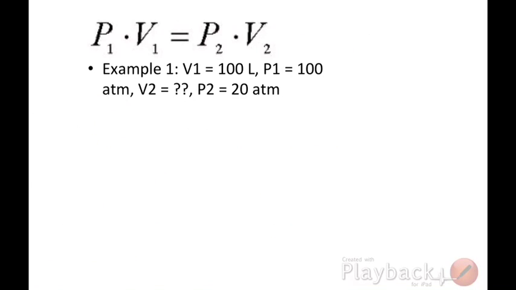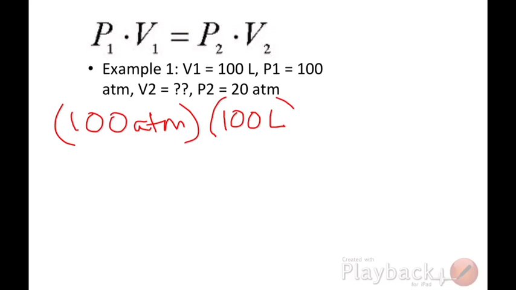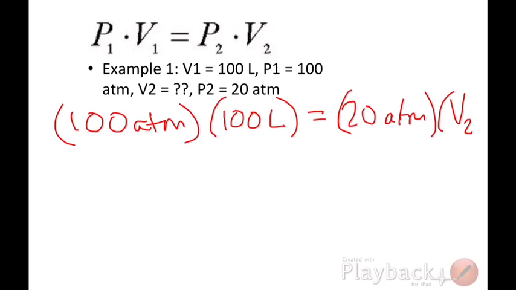Here is our first example problem. This is our easy one that we're going to start with. We can use any pressure units and we can use any volume units. So that's easy. We don't have to worry about converting units. Pressure 1 is 100 atmospheres, volume 1 is 100 liters, equals pressure 2 is 20 atmospheres, and volume 2 is the one we don't know.